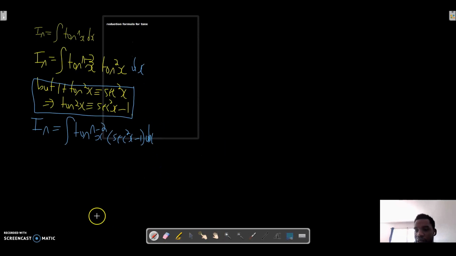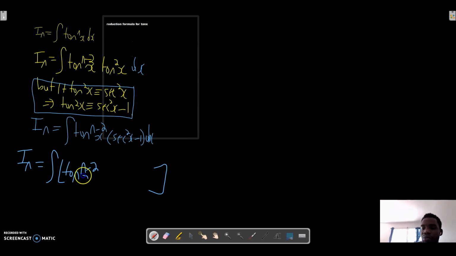Good. Now once again, similar to how we did cos, we get to this point where we realize that we have a bracket, we have a product. We can't split a product, but we can split a sum or a difference. So I'm going to be expanding this integral. So I'm going to have In equal the integral of this times this, which is going to give me tan to the n minus 2x sec squared x minus tan to the n minus 2x dx. Now we can split it.